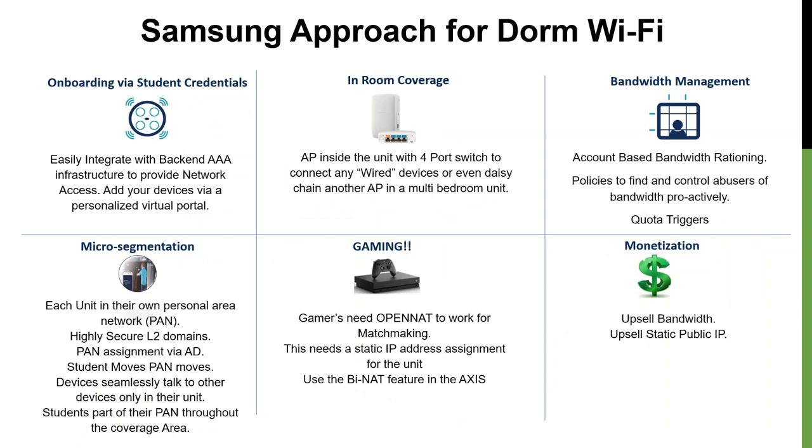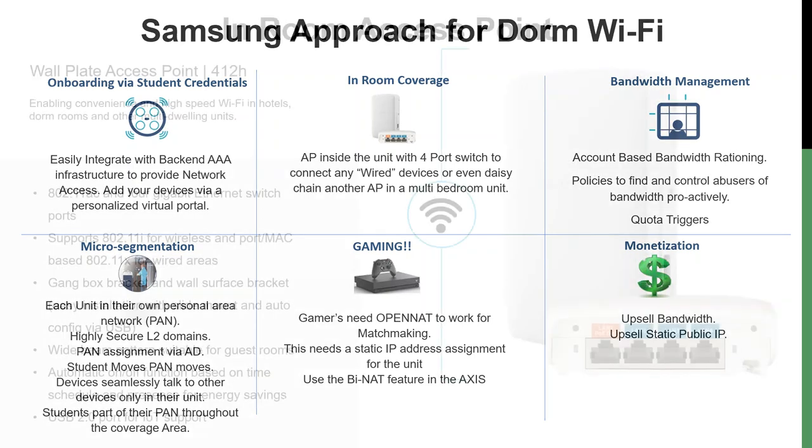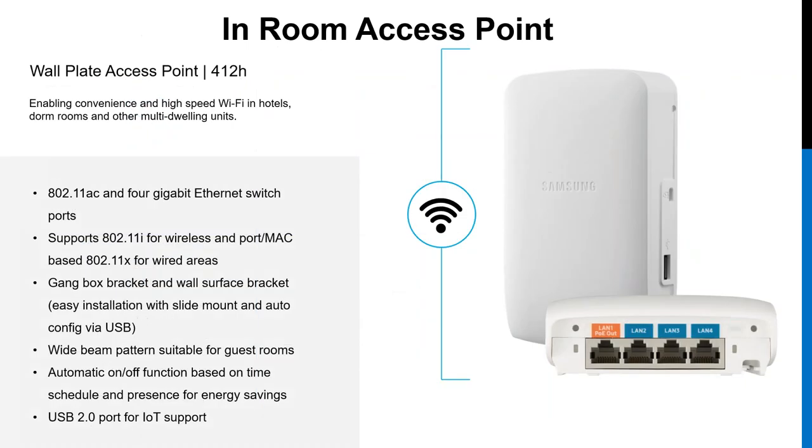With our approach, we're going to go with in-room APs. We're going to put in-room APs in every single one of these units. We're not going to compromise on that. We're just going to put up an in-room access point and bring Cat6 into every room. The advantage of doing this is you get these four Ethernet ports that can split up the wired connection inside the unit. So if you have wired devices, you can wire up some of these devices.